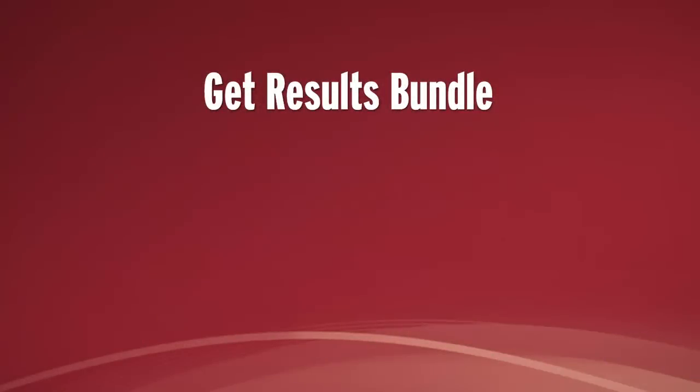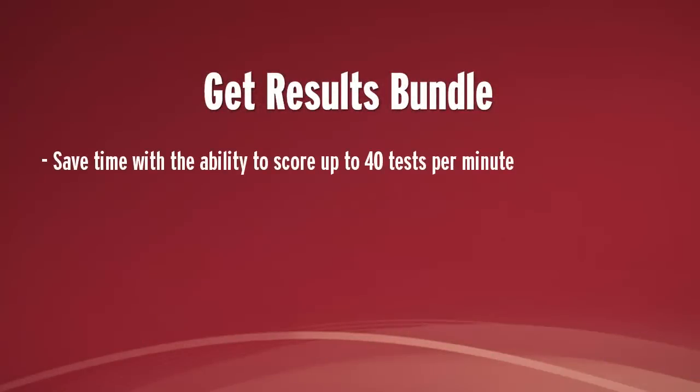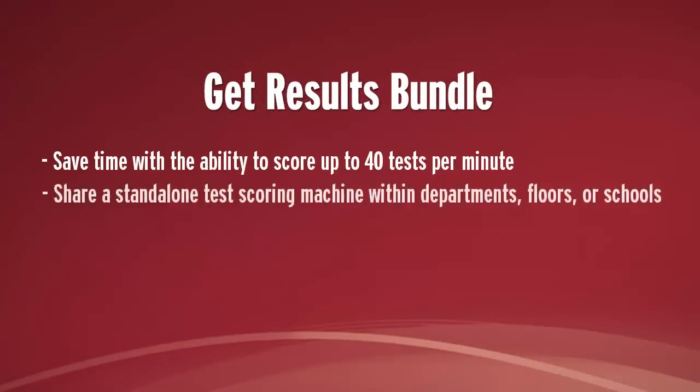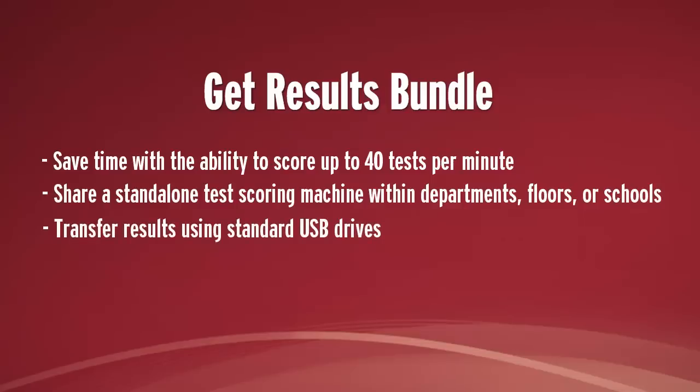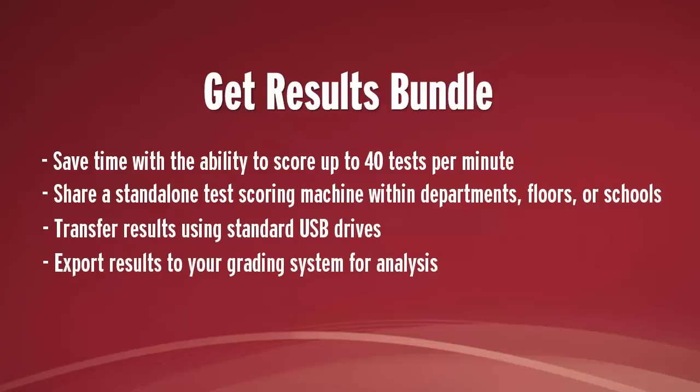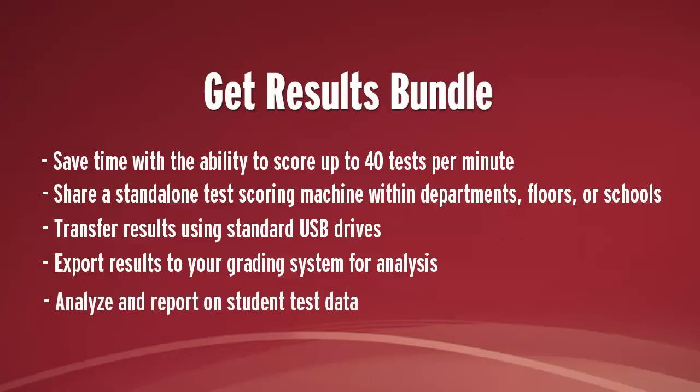The Get Results bundle allows you to save time with the ability to score up to 40 tests per minute, share a standalone test scoring machine within departments, floors, or schools, transfer results using standard USB drives, export results to your grading system for analysis, and analyze and report on student test data.